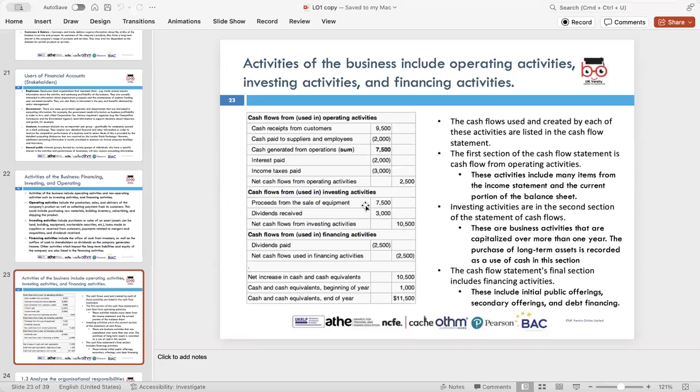So these are commercial endeavors that have been capitalized over a period of time that is longer than 1 year. The acquisition of long-term assets is accounted for as a use of cash. The final component of the cash flow statement is comprised of operations related to financing. Initial public offerings, secondary offerings, and debt financing are all examples of these types of financing.